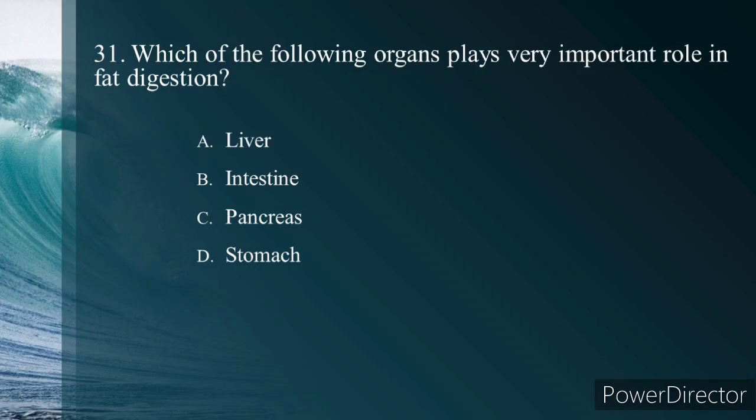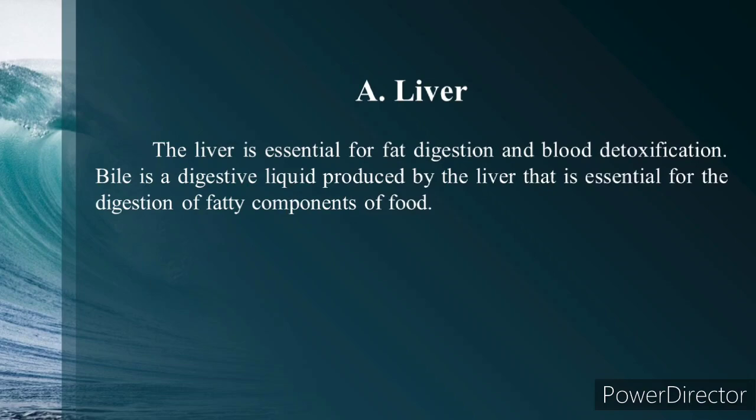Pancreas. D. Stomach. The answer is A. Liver. The liver is essential for fat digestion and blood detoxification. Bile is a digestive liquid produced by the liver that is essential for the digestion of fatty components of food.